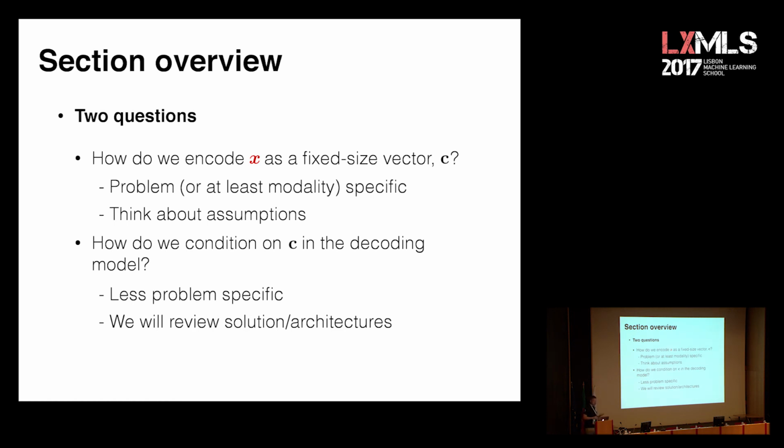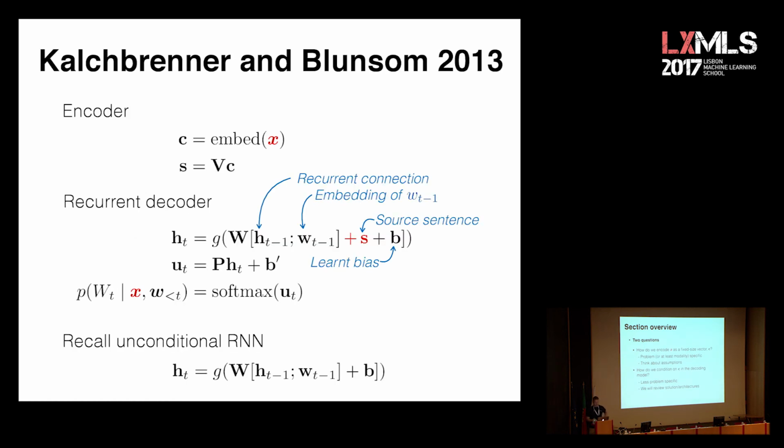And this is going to be less problem specific, and we'll review a standard solution and architectures for this. So the very first encoder-decoder model was due to Nal Kalchbrenner and Phil Blunsom, actually two of my colleagues now at DeepMind. And they had a very simple idea for doing machine translation. So their X that they're conditioning on was a sentence in the source language.